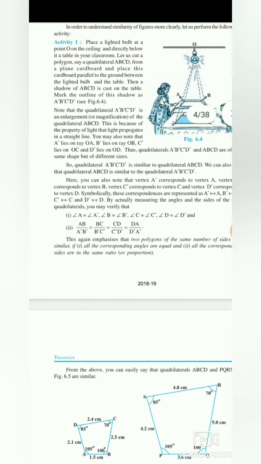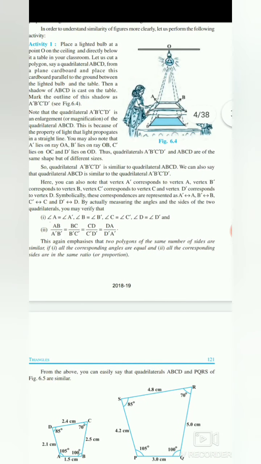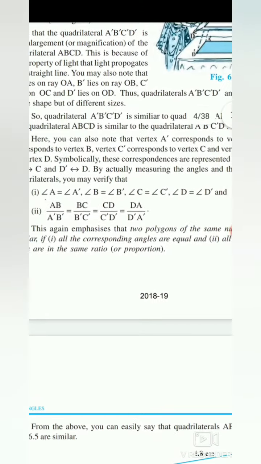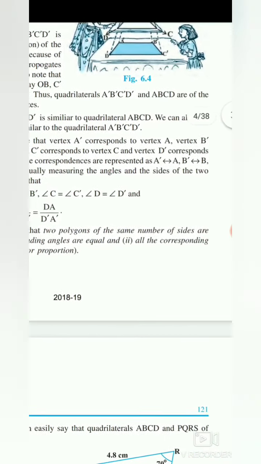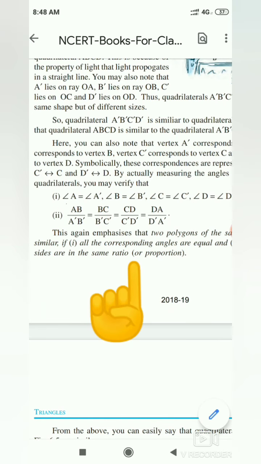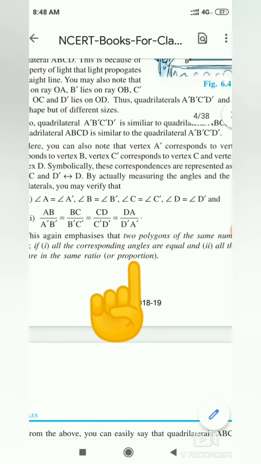Now here I would like to tell you in detail. Here are two conditions which we have to keep in mind. Here they said, and this again emphasizes, that two polygons of the same number of sides are similar. We are not talking about congruency. We are talking about similarity. If we want to prove that two triangles or two quadrilaterals or any two figures are similar, then what do we have to remember? Here they talk about polygons.